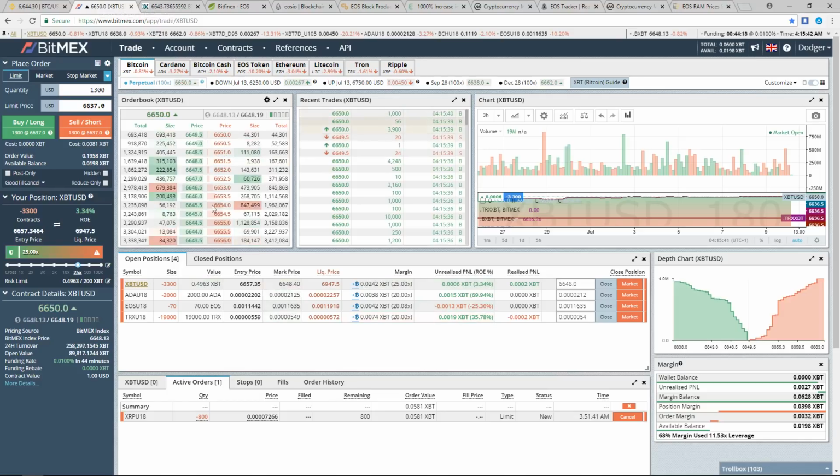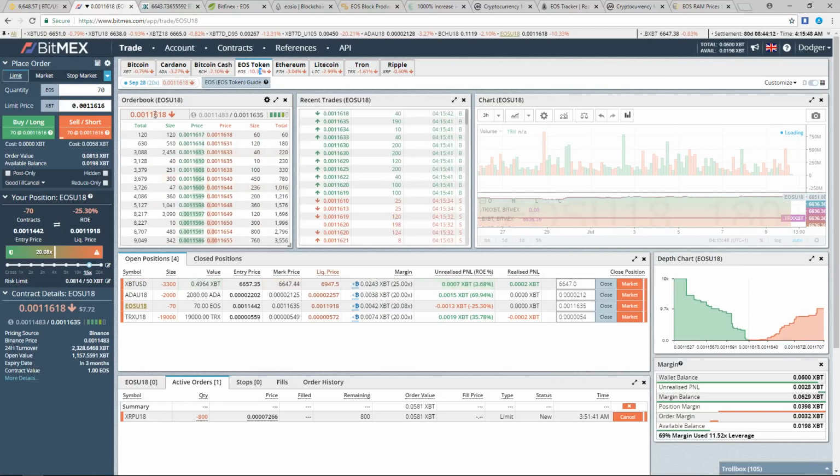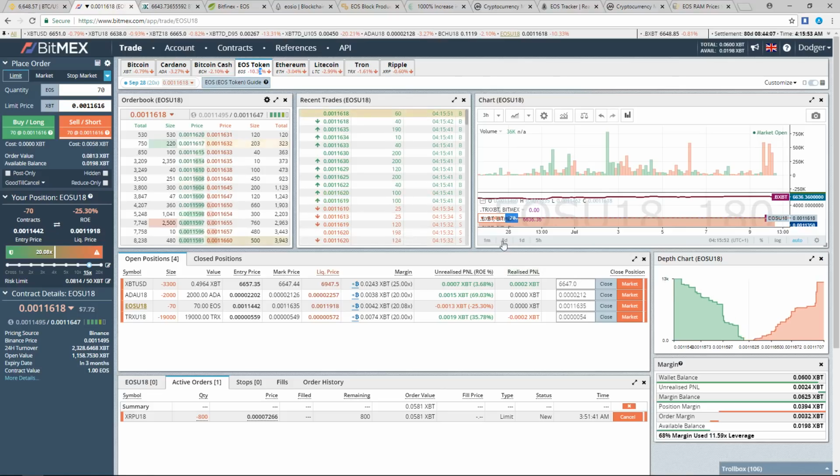BitMEX is very interesting. I started to short EOS, but let's see what's going to happen. I'm going to short the hell out of EOS because I don't see any more people who are willing to buy EOS from now on. So yeah, maybe a good time to profit. But this is not financial advice, because I may be wrong.